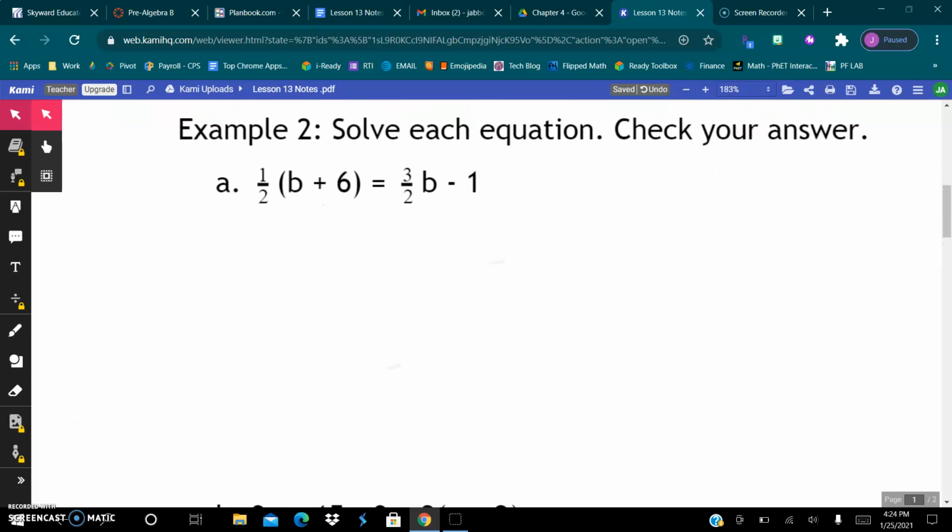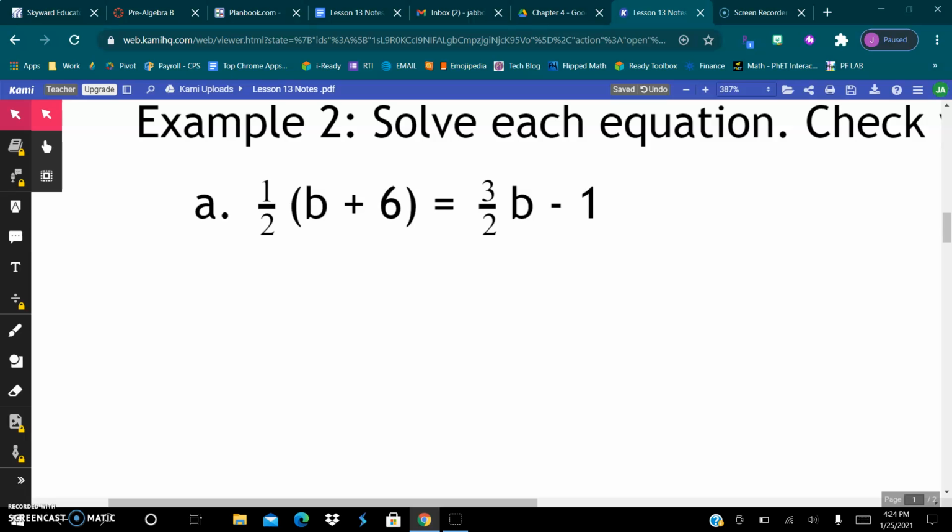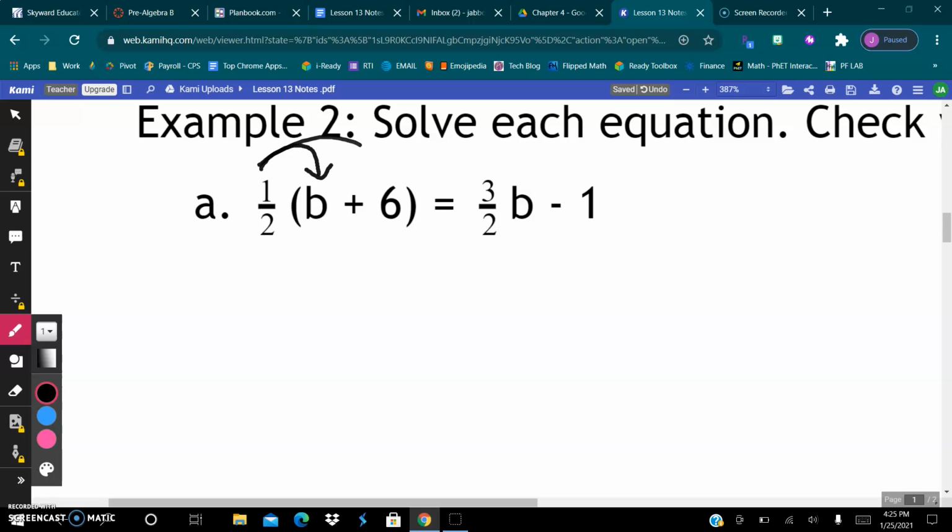Moving on here, we have an equation with some fractions, which is okay. But we notice that we have that 1/2 outside of a set of parentheses. So the first thing we have to do is distribute that. So we have a 1/2 times b, which is just going to be 1/2 b. And then we have to do 1/2 times 6. So that would give us 3. And there's nothing to simplify on this side, so I'm just going to copy it down.